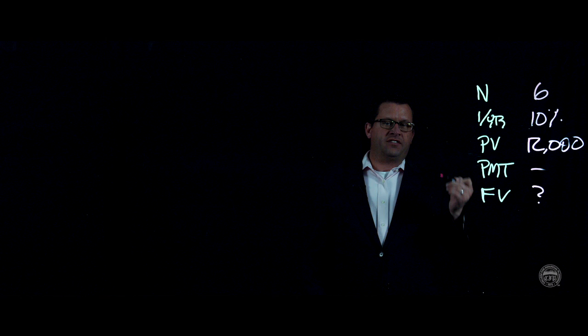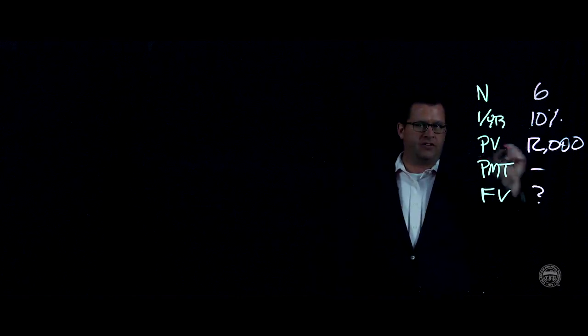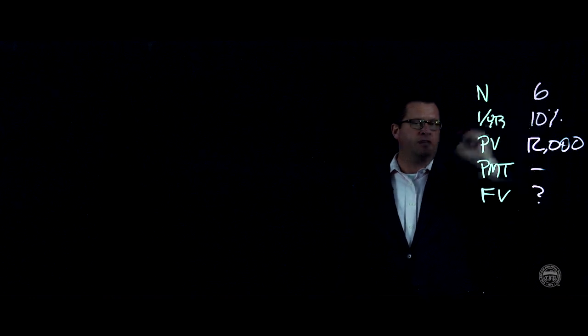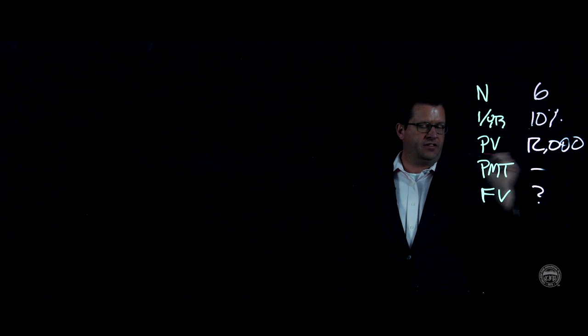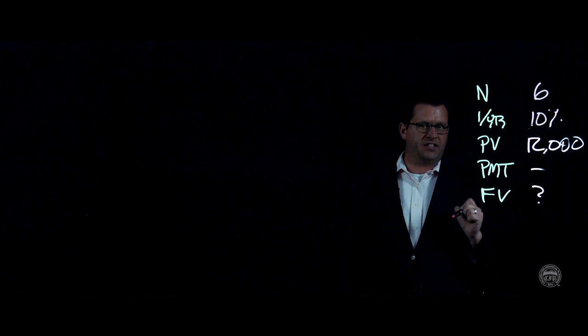So, in this scenario, we know that our present value, $12,000, that's our beginning value. We know the number of compounding periods is 6, right, because we have 6 years. We're earning 10% per year. There is no payment involved, and we want to know what this money is going to grow to at the end of that 6 years.